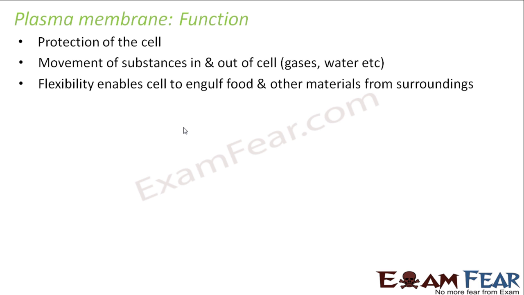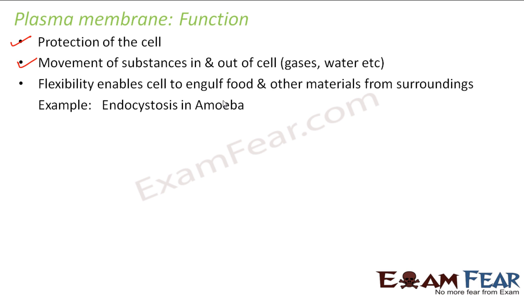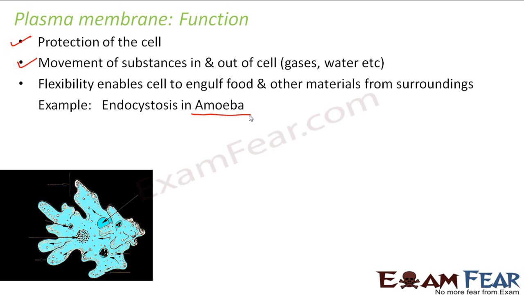Flexibility enables the cell to engulf food and other materials from surroundings. So this is another new function here. That is, the plasma membrane is so flexible that it allows a cell to engulf food and other materials from surroundings. Let us look at an example. The best example for this is amoeba. So this is my amoeba. Now, because of the flexibility of the plasma membrane, as I told you before also, amoeba does not have a fixed shape. So the plasma membrane here changes itself, and accordingly the shape of amoeba also changes. So the plasma membrane of an amoeba is extremely flexible, right?